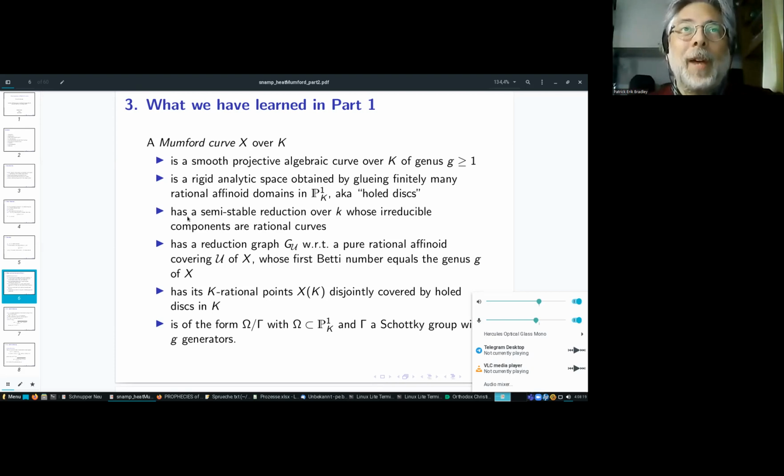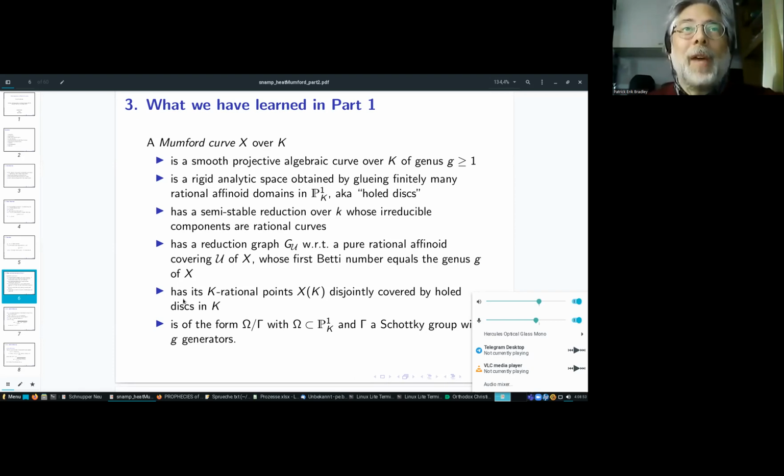And a Mumford curve has a semi-stable reduction over the residue field whose irreducible components are rational curves, or genus zero curves. And out of this you can make a reduction graph. The vertices are the irreducible components and the edges are the double points. And you can do this with respect to a pure rational affinoid covering of the curve. And the first Betti number of this graph equals the genus of the curve X.